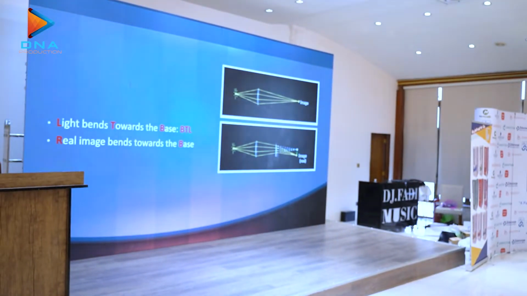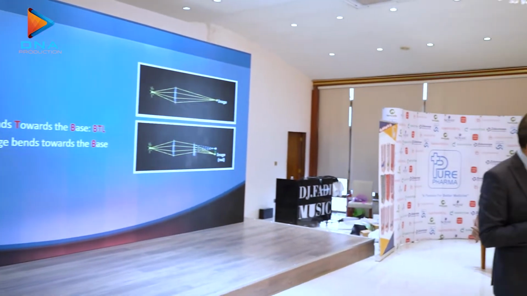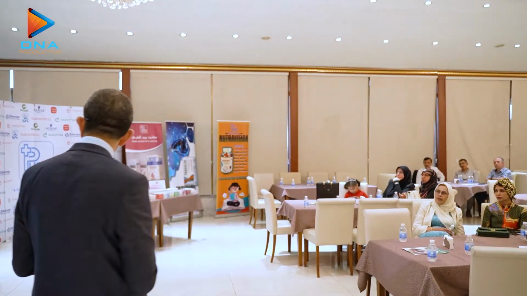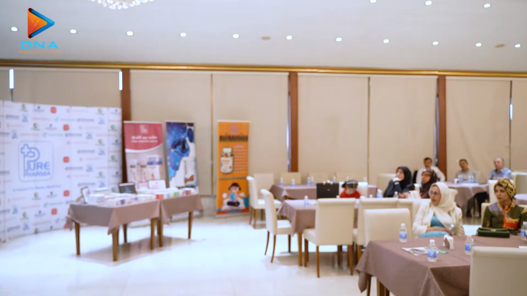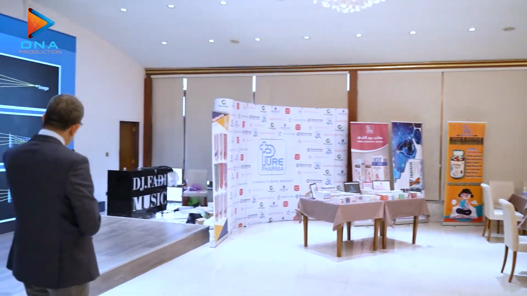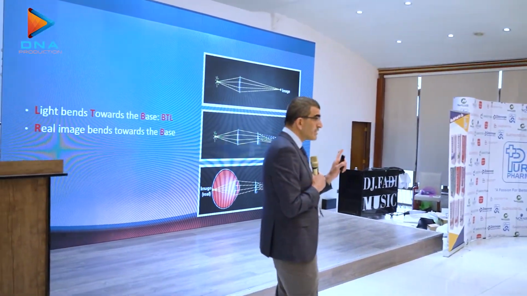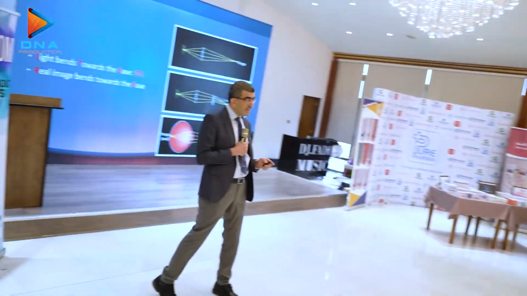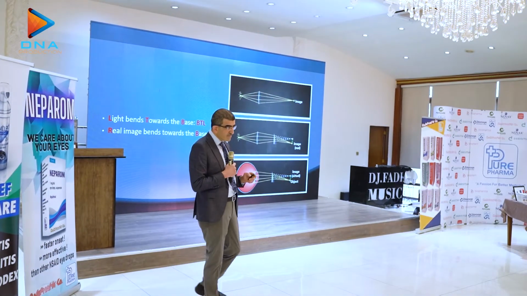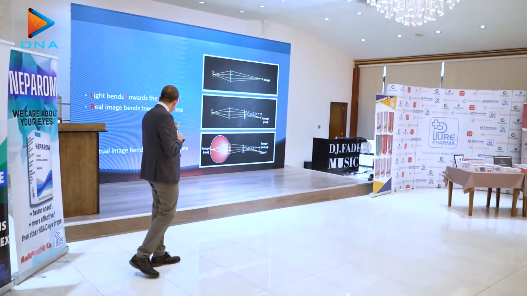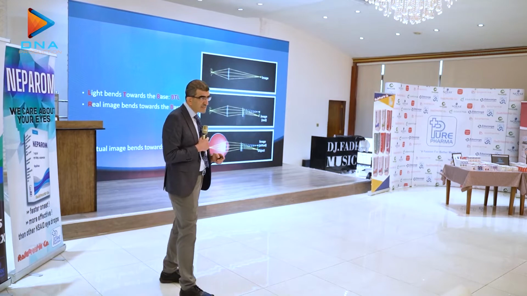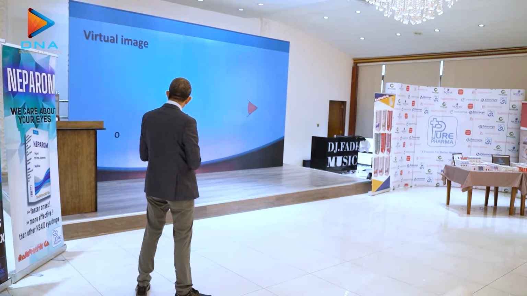The real image goes to the base as well, but in real life we do not care about the real image because we see the virtual image. So the virtual image will be visualized as shifting up toward the apex, and this is our target. We deal with the virtual image, not with the real image. So the virtual image shifts toward the apex, and this is the important thing to keep in mind, okay?